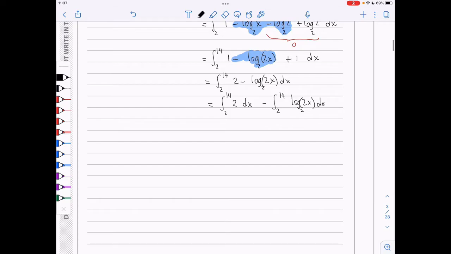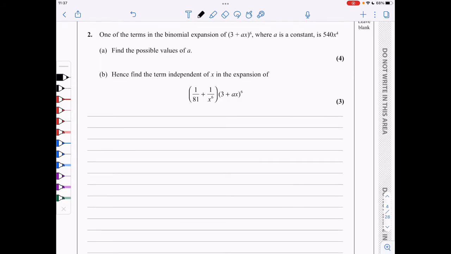So we simply get 2x from 2 to 14 minus the 45.555 that we obtained in part A, which is 2 times 14 minus 2 times 2 minus 45.555, which is negative 21.6.